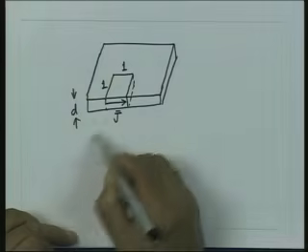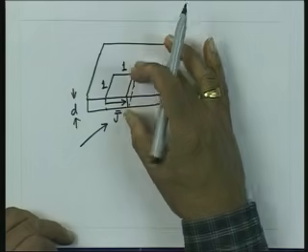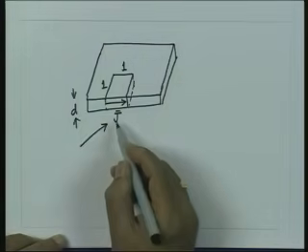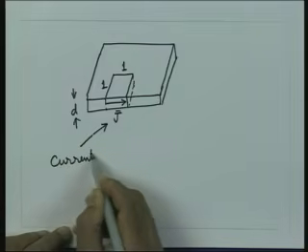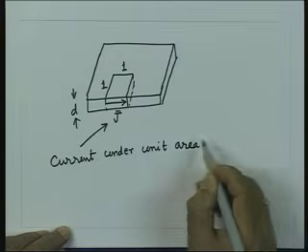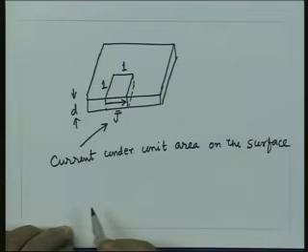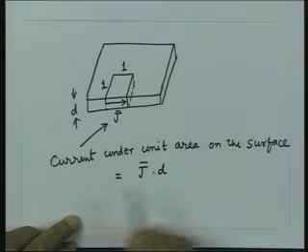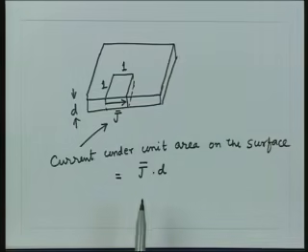So, for the conduction current density J, the current which will be flowing in the direction of J within the unit area on the surface will be J into d. So, if I say this is the conduction current density, I will say now the current under unit area on the surface, that quantity will be equal to J into d into 1, which is the area of cross section is 1, into d. So, that is the current which will be under this.